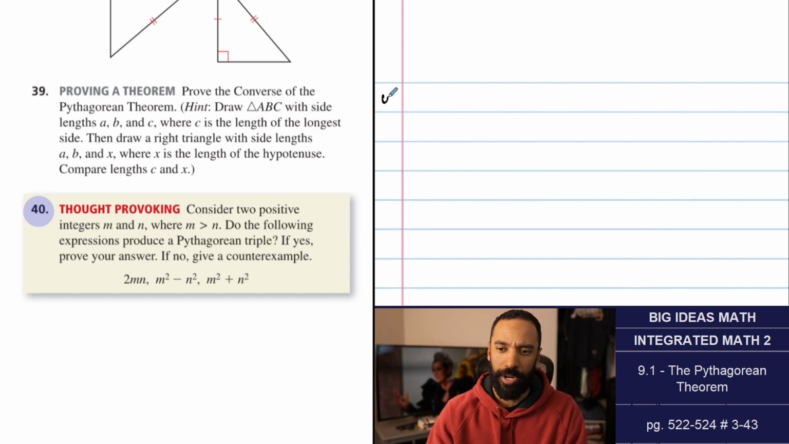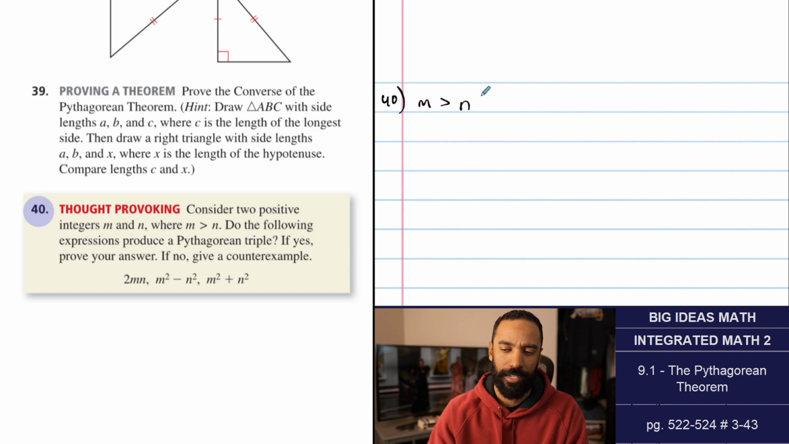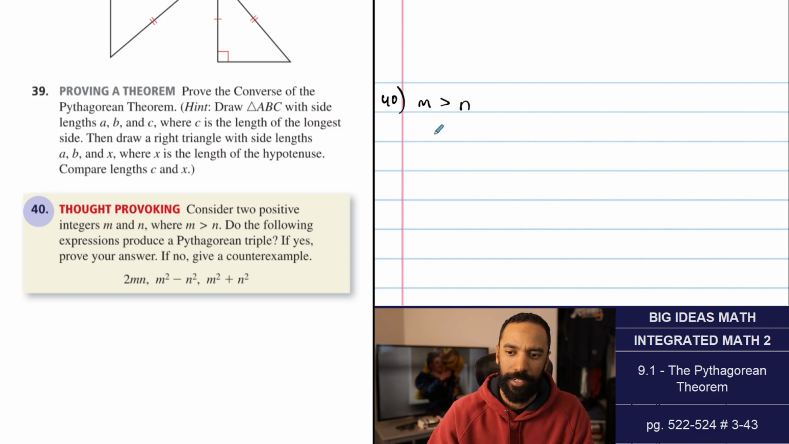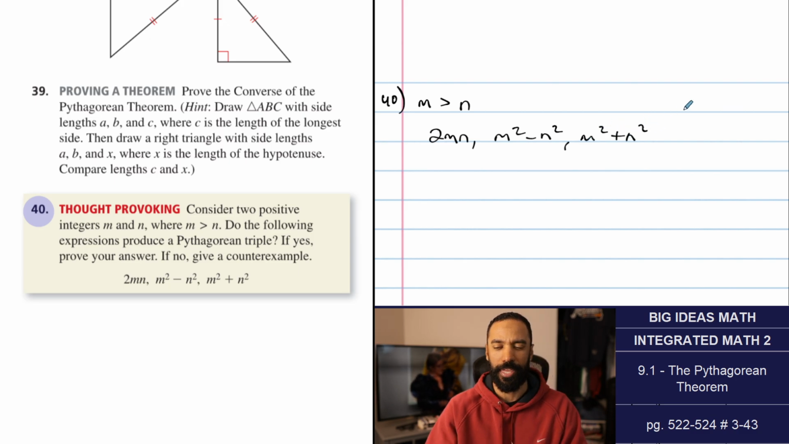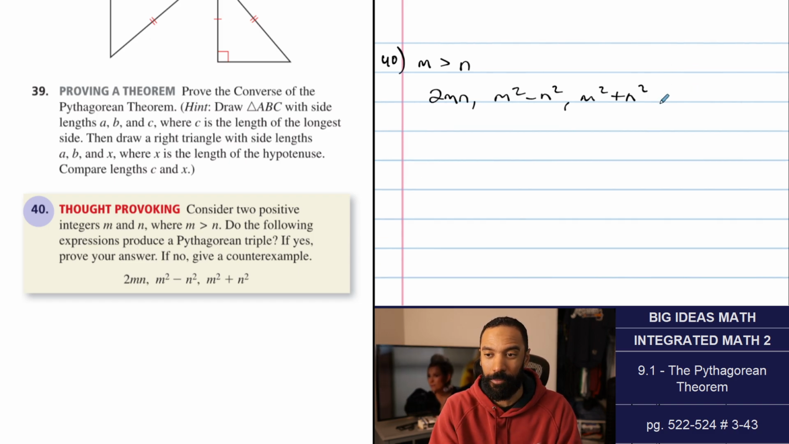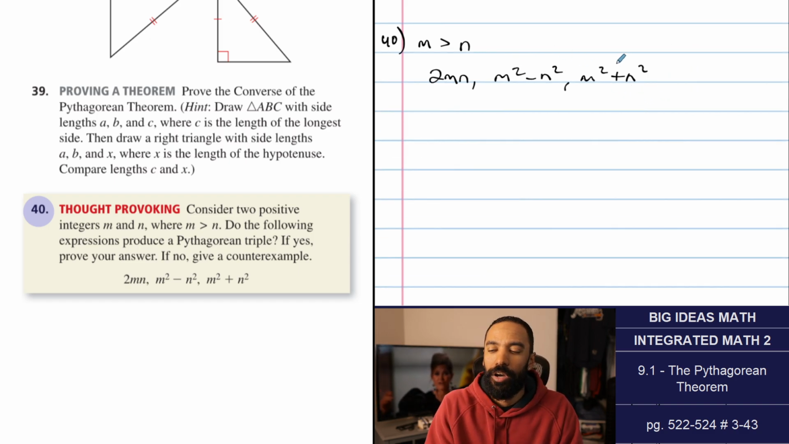Okay, 40. I have m greater than n, positive integers. Do the following expressions produce a Pythagorean triple? Okay, so 2mn, m squared minus n squared, and m squared plus n squared. Are these a Pythagorean triple? If so, that would be cool. I wasn't aware how this thing would work.